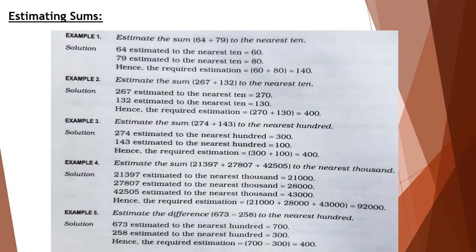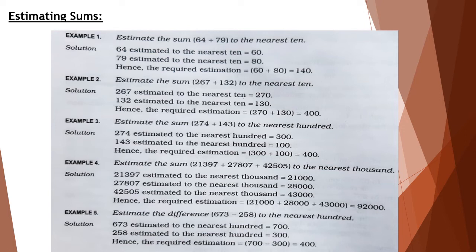Now we have to see the estimating sums. How we will estimate the sums using this rounding off property. We have a few examples. Let's see. In the first example, we have to estimate the sum 64 plus 79 and we have to do it to the nearest 10. What we are going to do? In 64, the ones digit is 4. So it is rounded off to 60. In 79, the ones digit is 9, so it is rounded off to 80. Then we will sum 60 and 80.